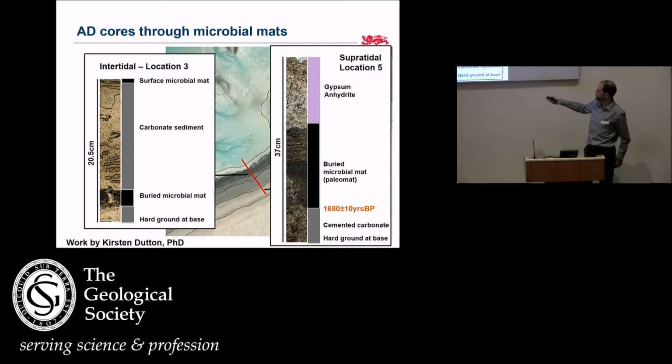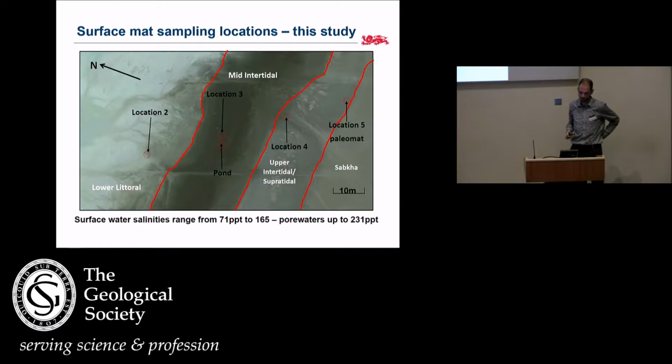These sediments, not our core, but other cores, have been dated, and progradation rates have been calculated on how this system is evolving over the last approximately 2,000 years. So yeah, it's surface mats and buried mats, and further away to land, we only have these buried paleomats.